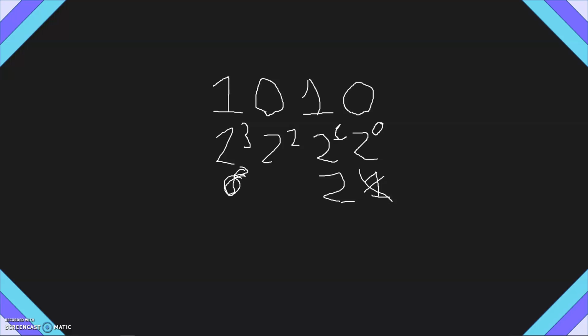In the end, we're just going to do 8 plus 2, because these are the only two numbers which have ones. And 8 plus 2 is equal to 10. And that's how we interchange from binary to decimal, guys.